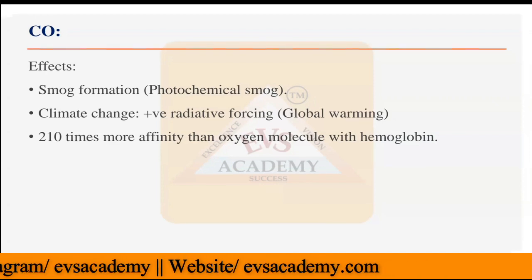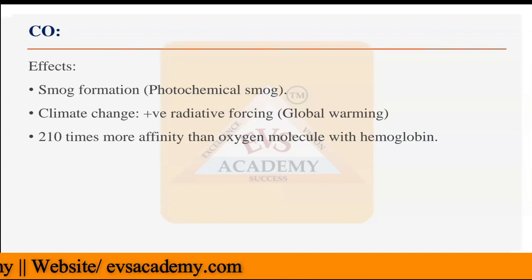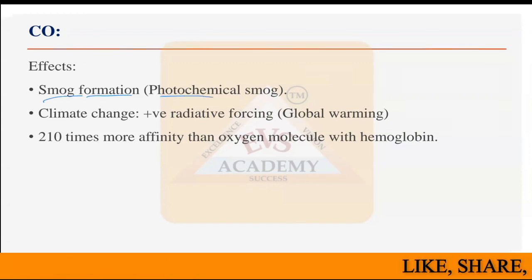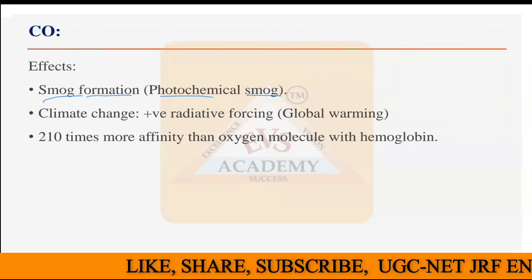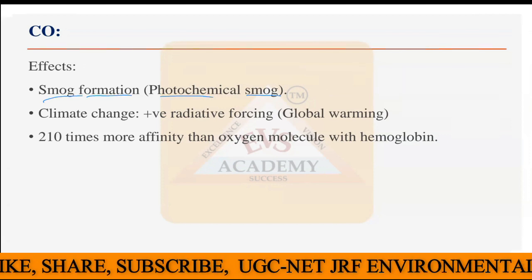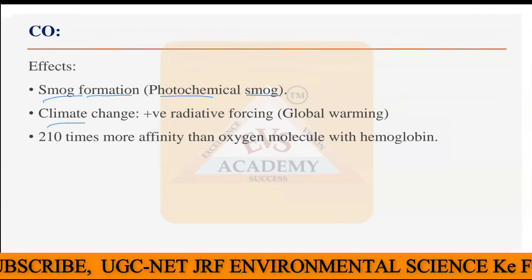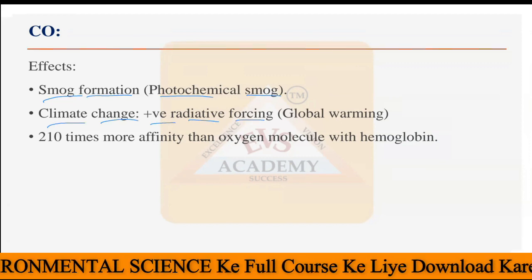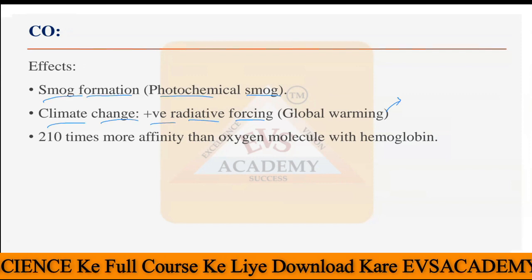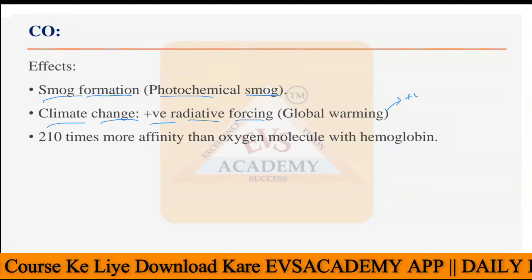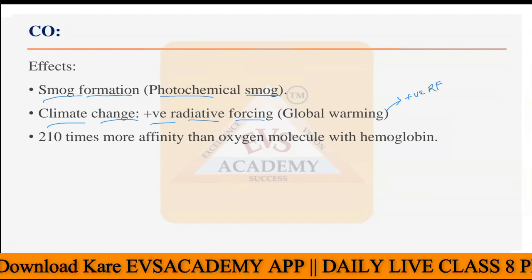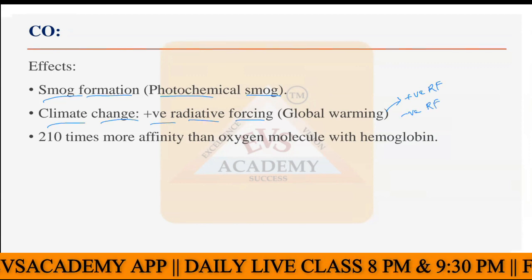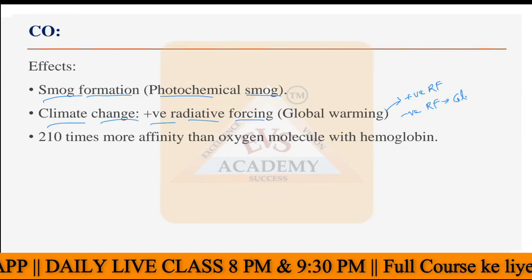Then what is the effect of the carbon monoxide? So carbon monoxide effects are written here. This takes place in the smoke formation or photochemical smoke formation, so that we will see in the upcoming slide when we reach the smoke formation topic. Then it also contributes to climate change and has positive radiative forcing. So positive radiative forcing is termed as global warming. So global warming is positive RF. And if anything has a negative RF, it indicates the global cooling phenomenon.